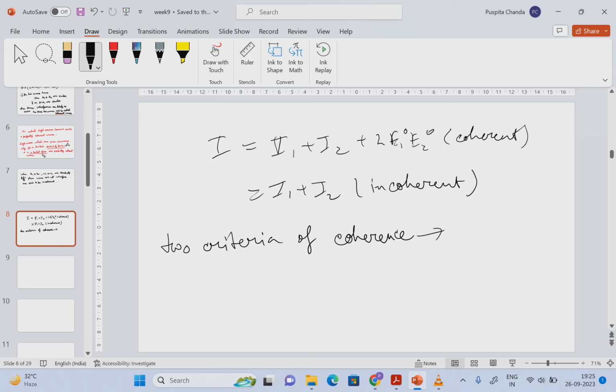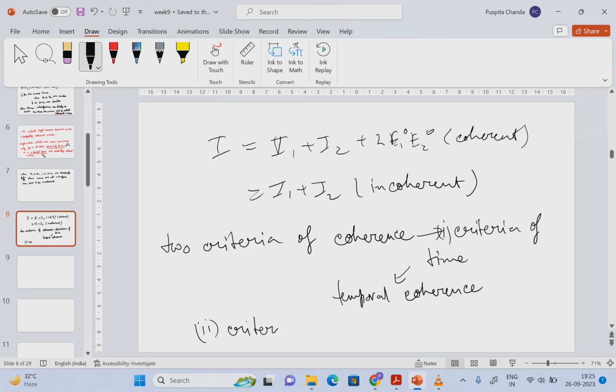One is the criteria of time, which is temporal coherence. Second is the criteria of space, which is spatial coherence.